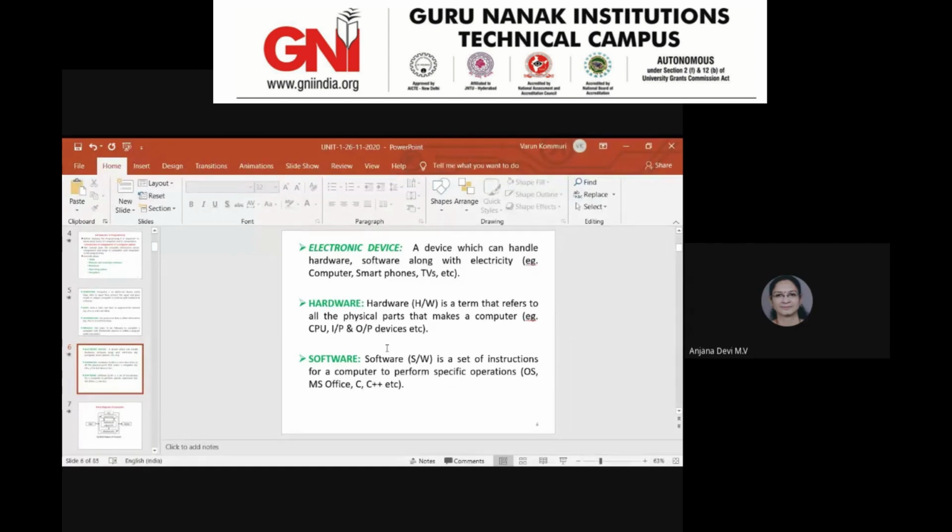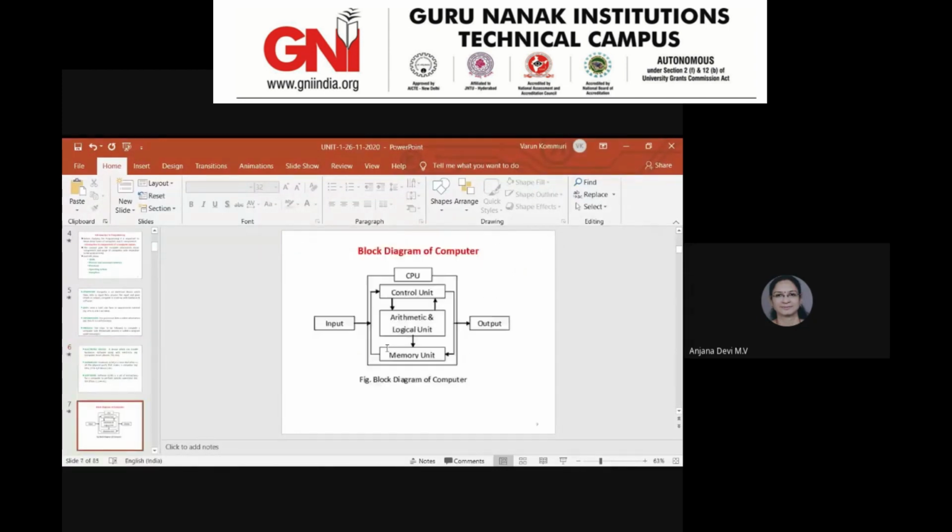Okay. So here software is nothing but a collection of programs. Then what is a program? A program is nothing but a set of instructions. A set of instructions is a program. Then a collection of programs is called software. Examples: an operating system is software, MS Office is software, C++, all those things are software. Okay. Now, moving to the next slide.